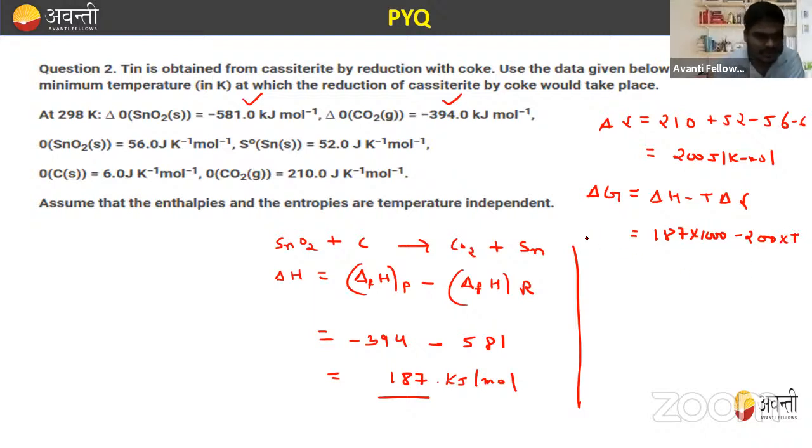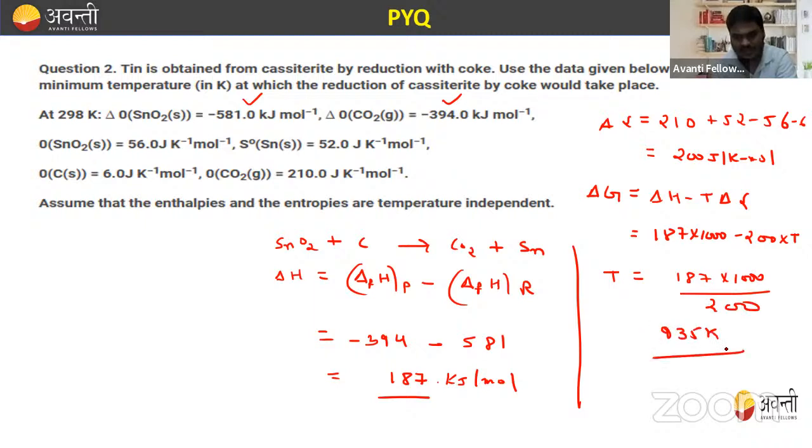So here the delta G is already given, right? So how will you calculate this? Temperature in Kelvin you now require. So just put the value of delta G here. So delta G is already given, and this is equal to 187 into 1000 minus 200 into T. So T is equal to 187 into 1000 divided by 200, right? So from here T comes out to be 935 Kelvin.